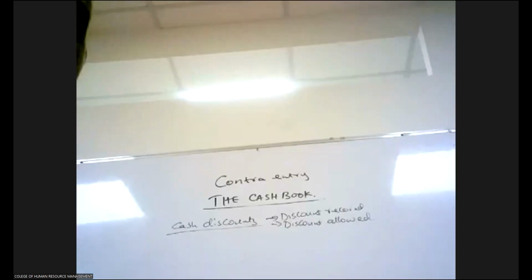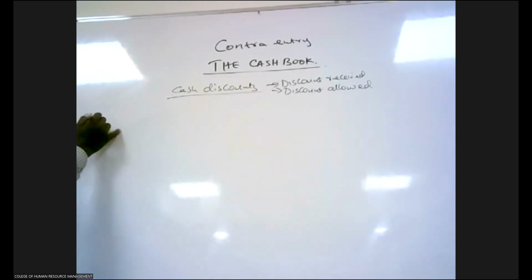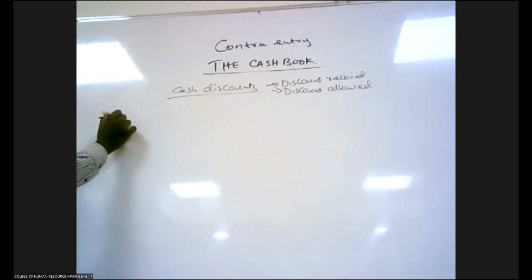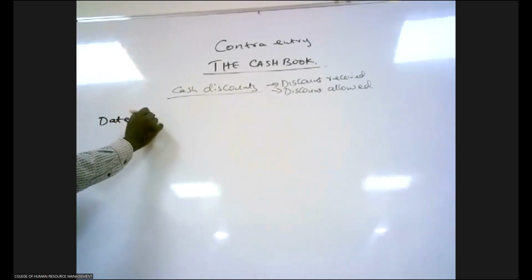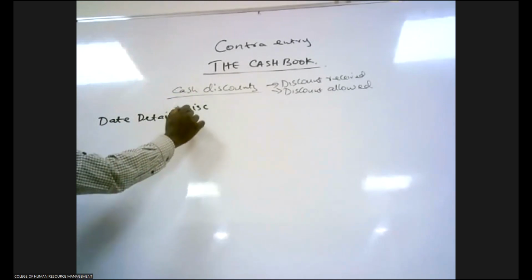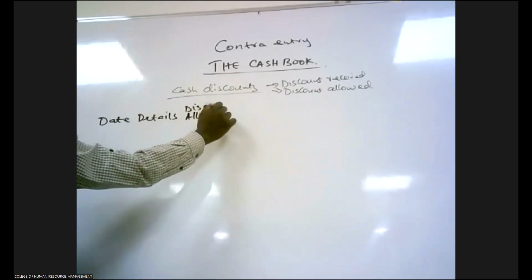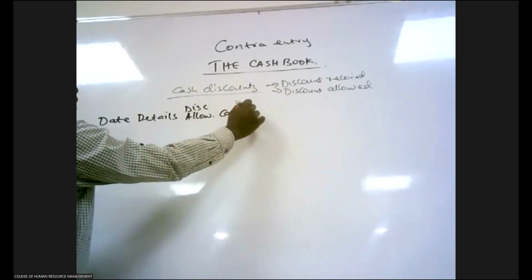The format is going to be as follows. Here we shall have the date, the details. Here we shall start with the discount allowed. Then we shall have the cash, the bank.